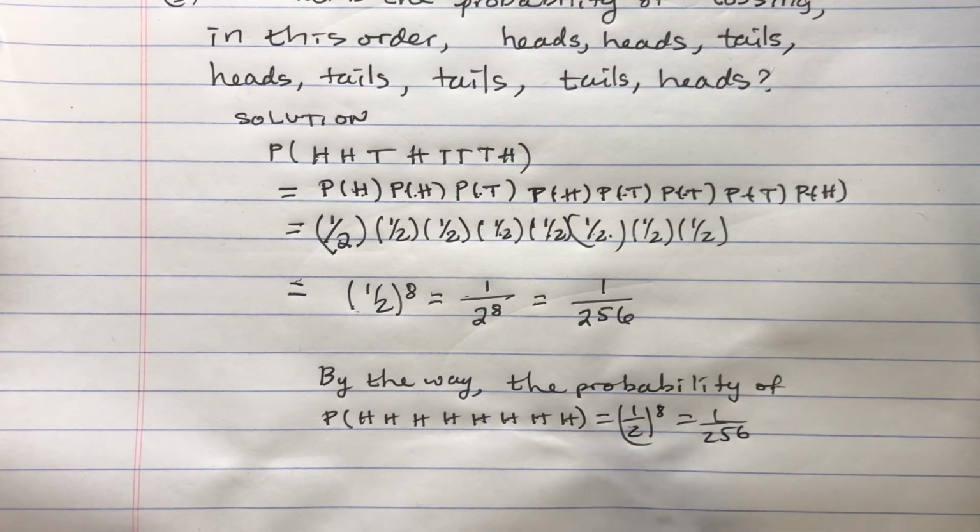So it's pretty unlikely. So if someone's tossing a coin and it's 8 times head, you start thinking, well, hold on, is that a fair coin? But it could happen.